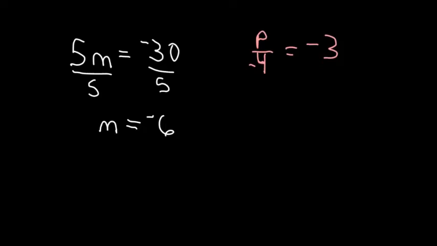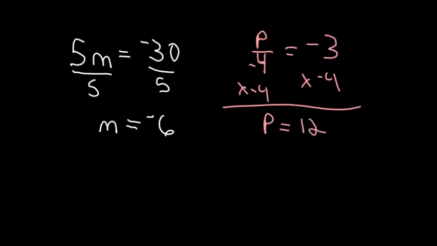And then the next one I have p divided by negative 4 equals negative 3. The opposite of dividing p by negative 4 is going to be multiplying by negative 4. So I'm left with p on the left, and then I have negative 3 times negative 4, which is going to be a positive 12.